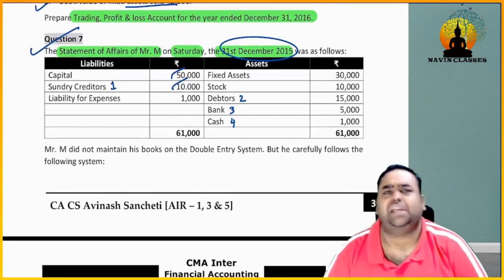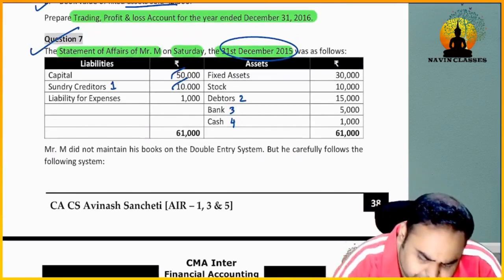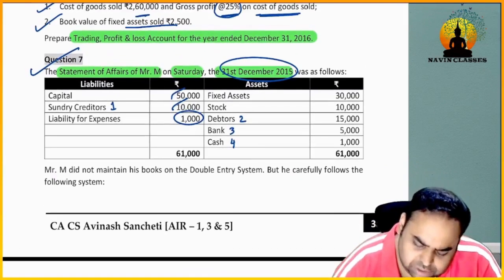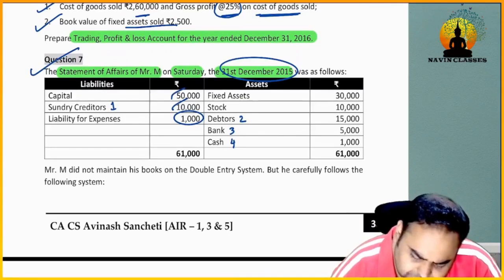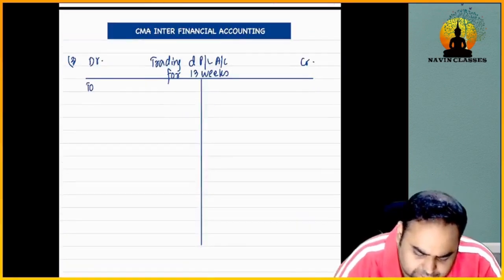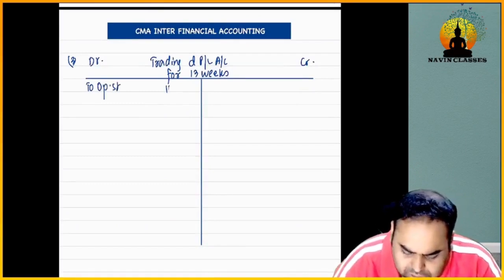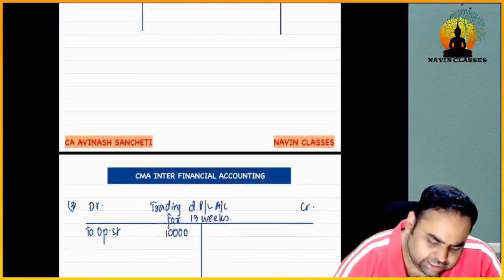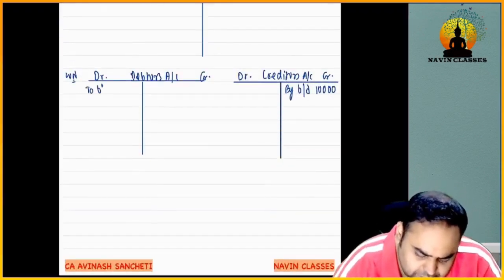Liability for expenses, outstanding expenses. We will keep this in mind and discuss it later. Fixed assets are not relevant right now. Stock is 10,000 and opening stock will go to the trading account. Opening stock 10,000. Debtors 15,000, so in the debtors account, to balance BD 15,000.